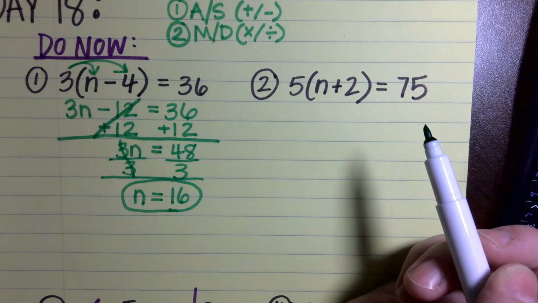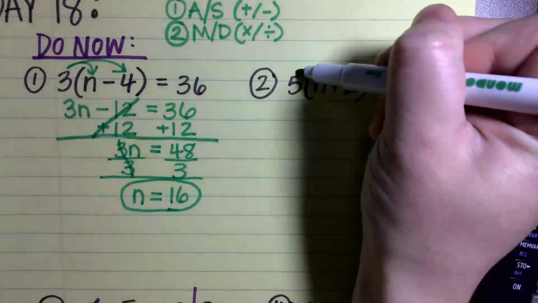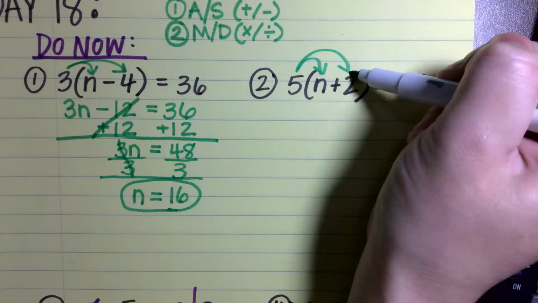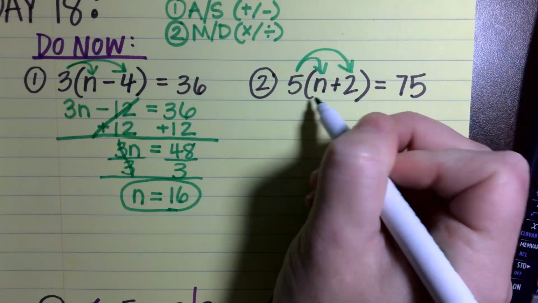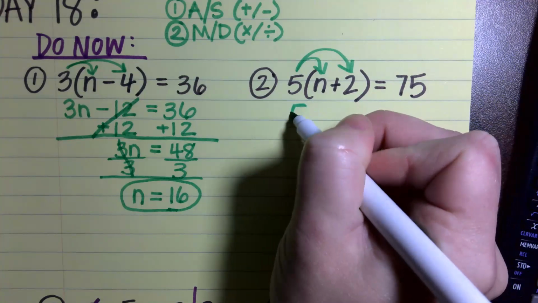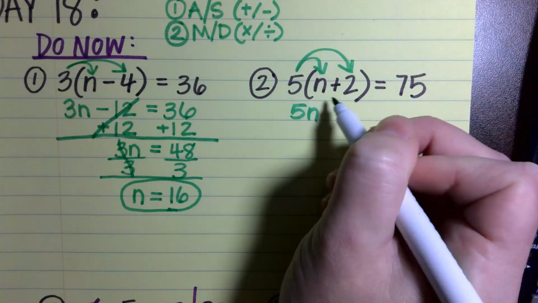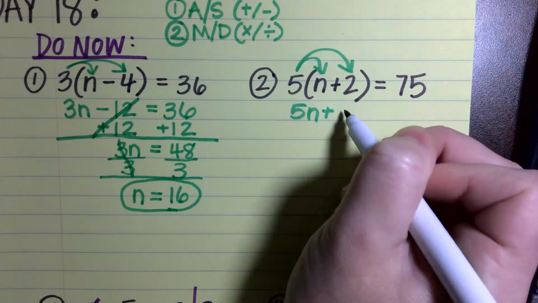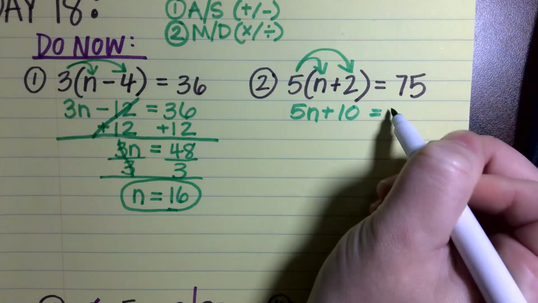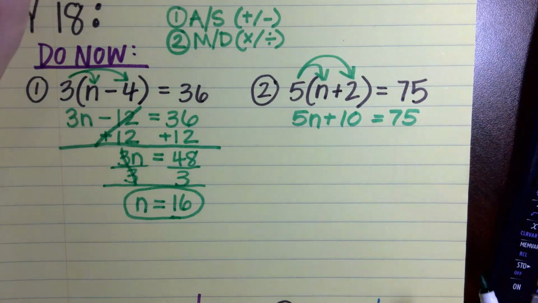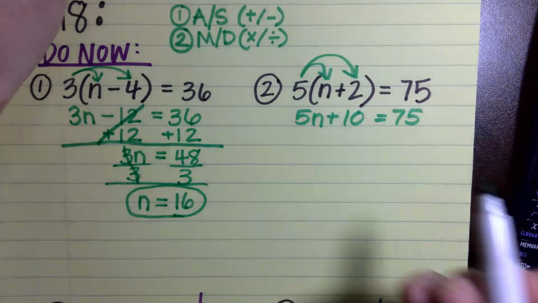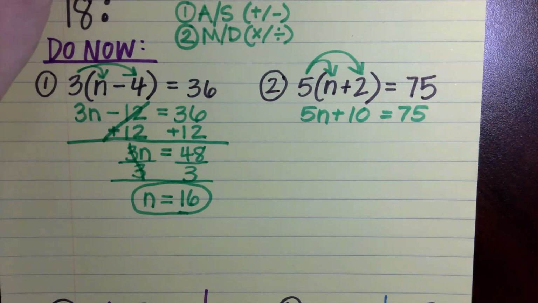All right, what's our first step on number 2? You're gonna take the arrow, 5 and n. Uh-huh. 5 times n and 5 times 2. Yes, what's 5 times n? 5n. What's 5 times 2? 10. 5n plus 10 equals 75. Okay. What do we do now? 10 minus 10.